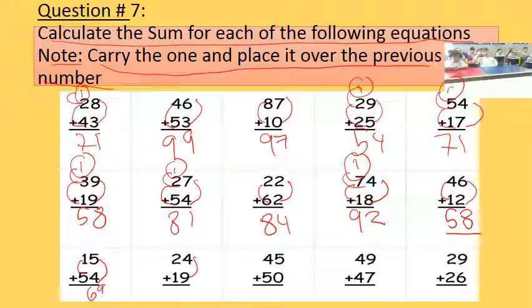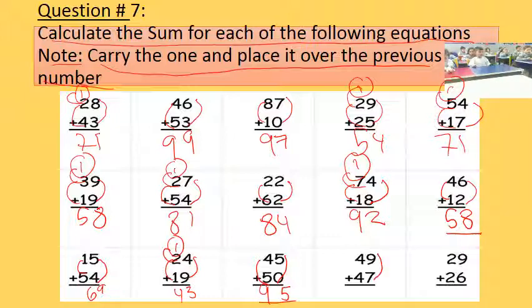4 plus 9. 9 in your hand. And one, we carry it, put it over the two. 1 plus 2. 3. 3 plus 1. 4. What is the answer? 3. 5 plus 0. 5. 4 plus 5. 5 in your head and 4 in your finger. 5, 6, 7, 8, 9. What is the answer? 7.